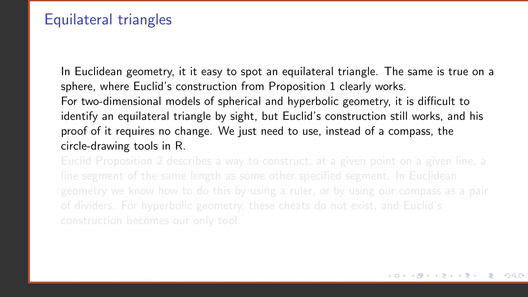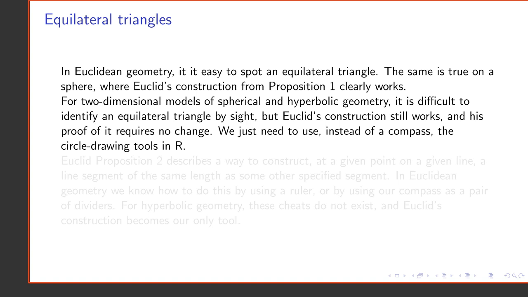Let me conclude with a brief comment about equilateral triangles. In Euclidean geometry, it's easy to spot an equilateral triangle. And on a sphere, it's also easy to spot an equilateral triangle. But in this model for hyperbolic geometry, it's very difficult to identify an equilateral triangle because we cannot tell by sight when two hyperbolic lines are equal in length, and it's tricky to spot the fact that all three angles are equal because, as you'll learn later, they're not 60-degree angles.